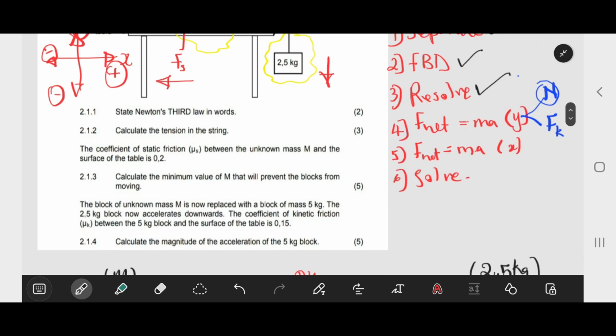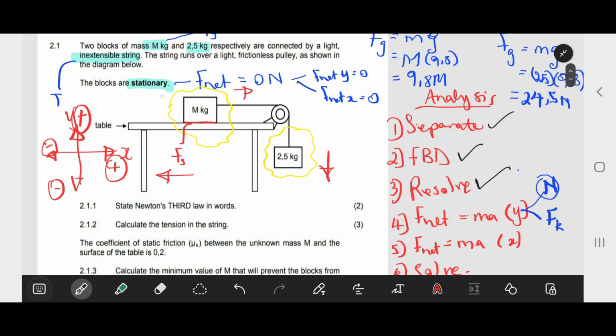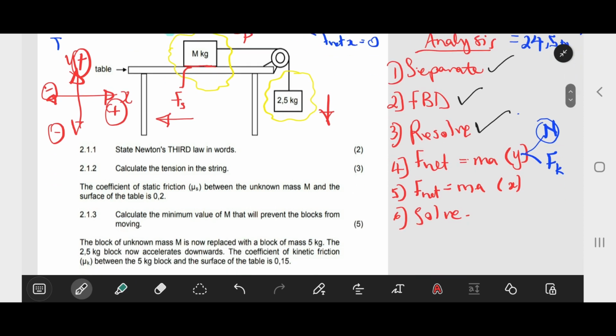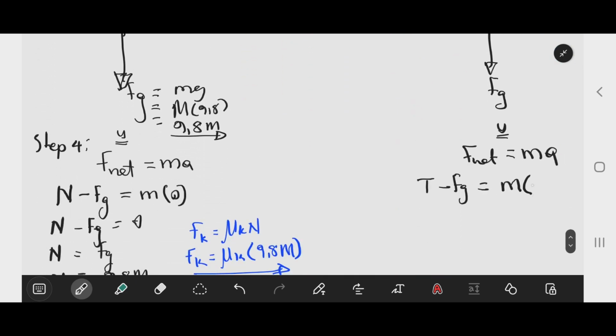But remember, these objects are stationary, okay? So it means there is no acceleration. Acceleration is equal to 0 both in the y direction and in the x direction, okay? So the acceleration for this object in the y direction is equal to 0. So that would be tension minus Fg of this object equals 0, and the tension is equal to Fg, okay?